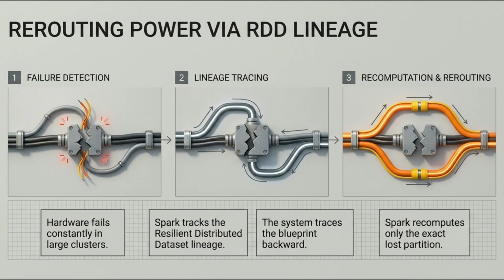Fault tolerance is built in. By tracing RDD lineage, if hardware fails in a large cluster, the system can trace the blueprint backward and recompute only the exact lost partition.